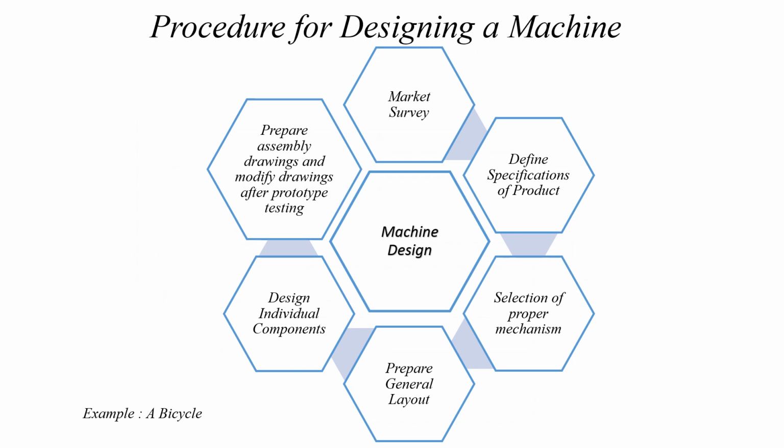So what is the procedure for designing a machine? The procedure for designing a machine includes the following steps. First is market survey. Second, define specifications of a product. Third, selection of a proper mechanism from the alternate mechanisms available. Fourth, prepare a general layout of the machine. Fifth, design individual components of the machine. And last, prepare assembly drawings and modify drawings after prototype testing. The best example of this particular application is the design of a bicycle.